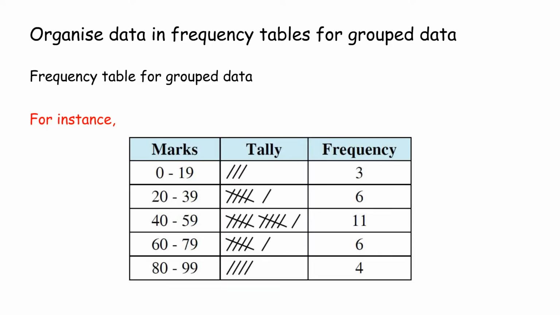Organize data in frequency tables for group data. Frequency table for group data. For a table of group data, data is classified with a uniform class interval to prevent the data from overlapping. This is very useful in organizing a large set of data.